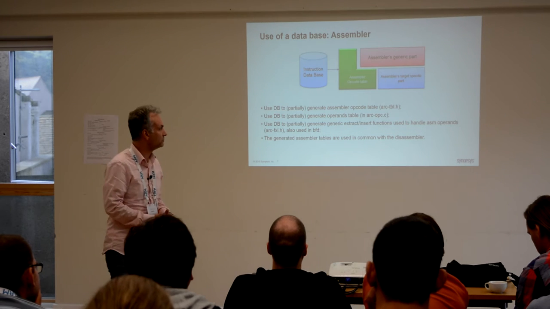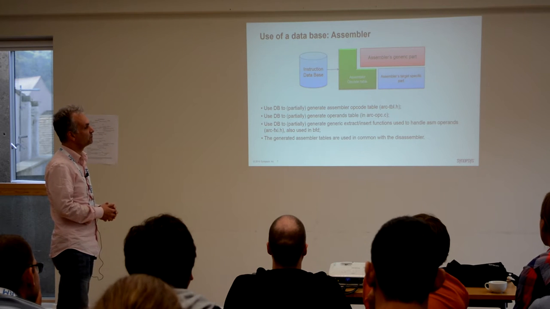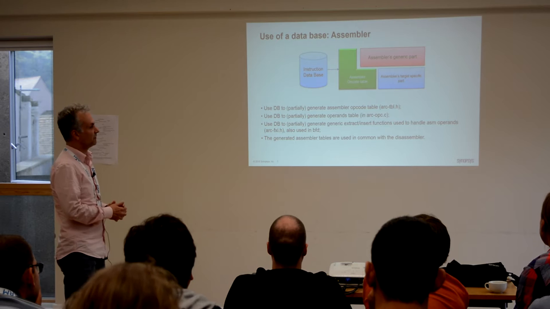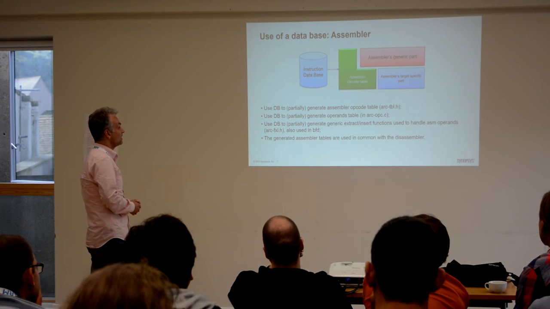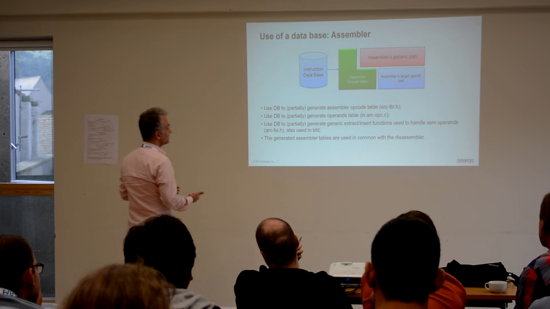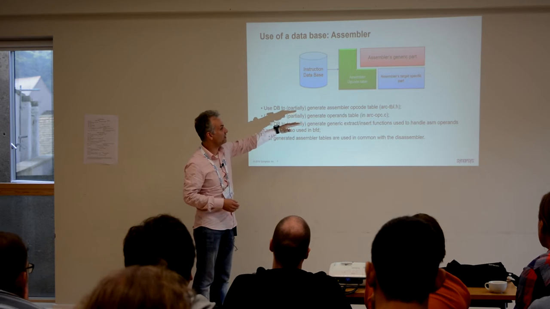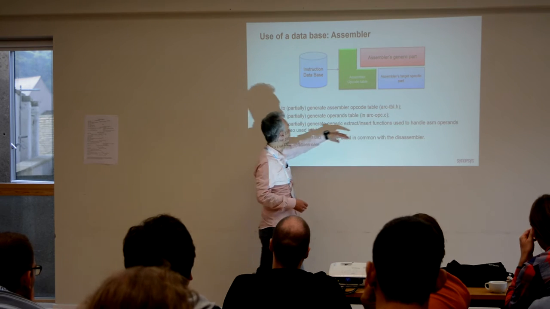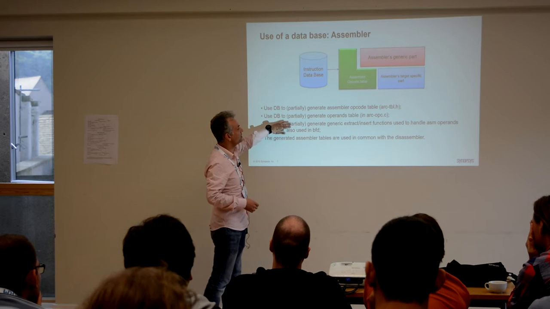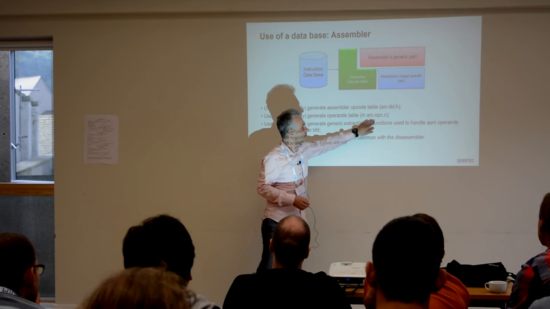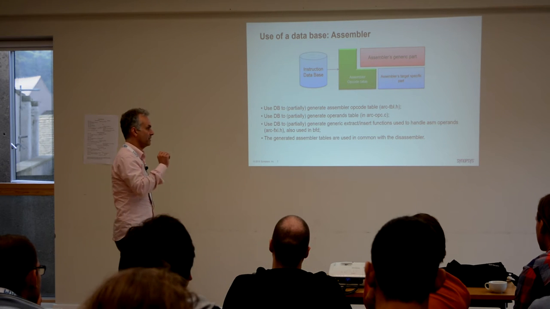And we had a bit of target specific part, but it's mostly common. There's no really specific part besides the relaxation. We use the database, as I say, to generate the assembler opcode table, which is in this file if you look into the Binutils tree. Then we partially generate the operands table, so parts of that file we try to generate.